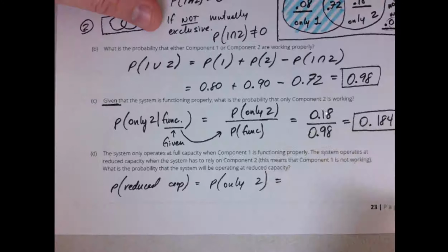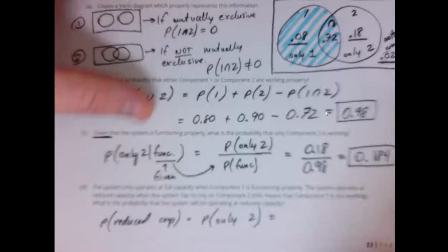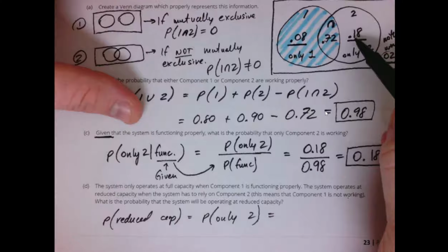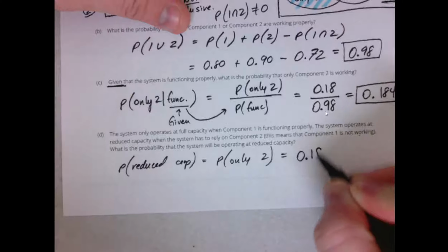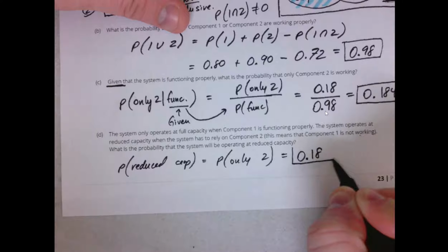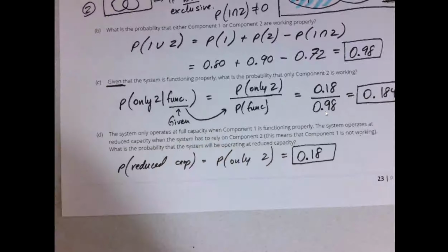Okay, well we already figured this out. Only 2 is working. Right here, in my circle here, 0.18. So my probability that the system is functioning at reduced capacity is 0.18.